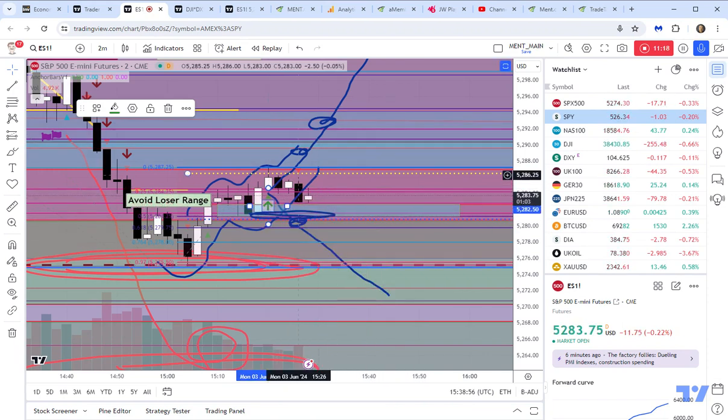But now that we've got this downward anchor bar, this sets up a very key range between this yellow line and this blue line, which is our avoid loser range. We do not want to be taking any major decisions within this area. We may still have our long 1 or 2. We have our stop down here. We're looking for a breakaway.